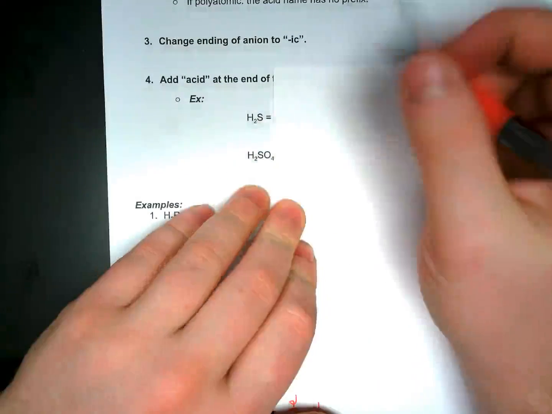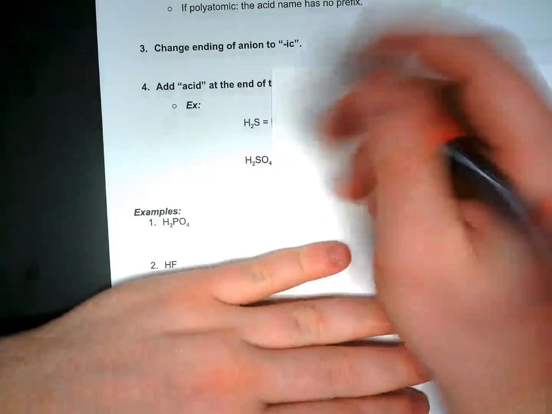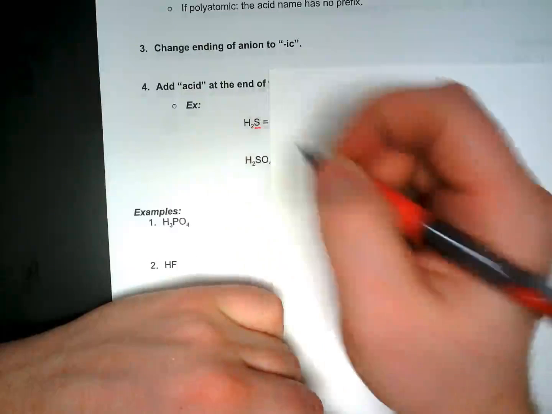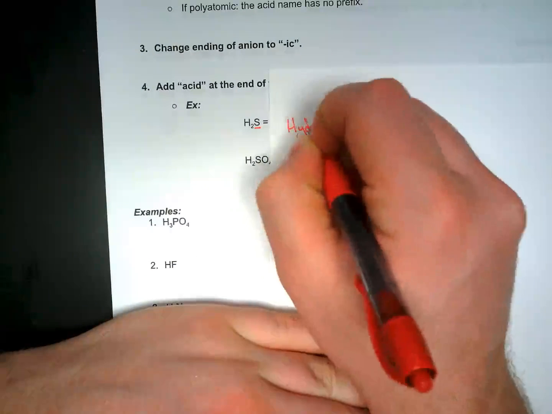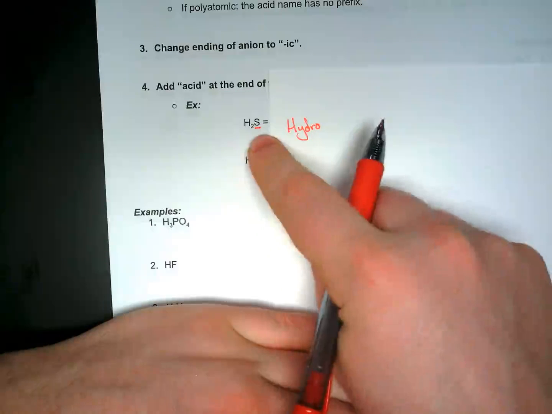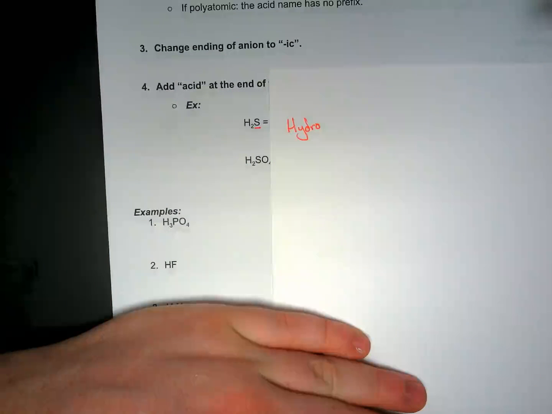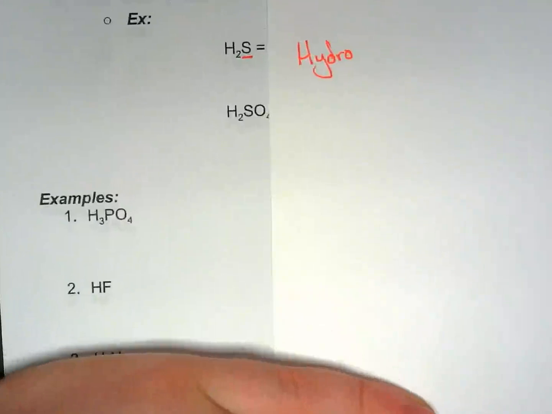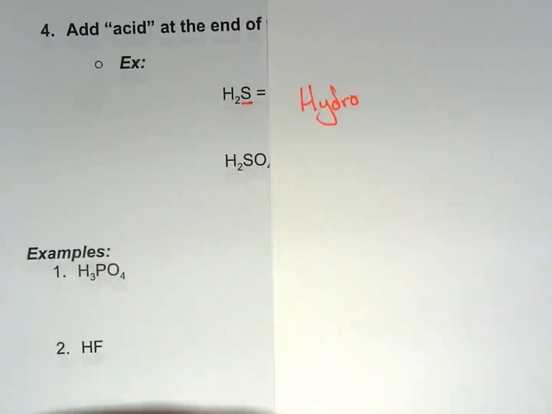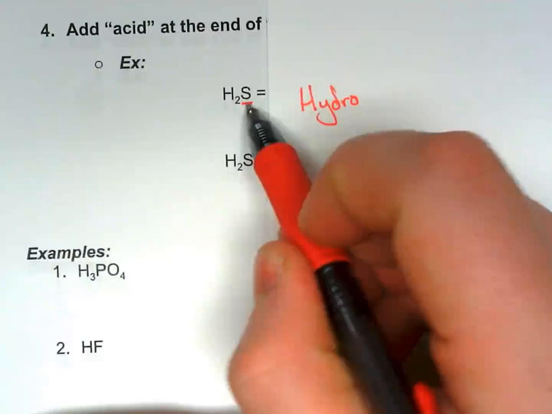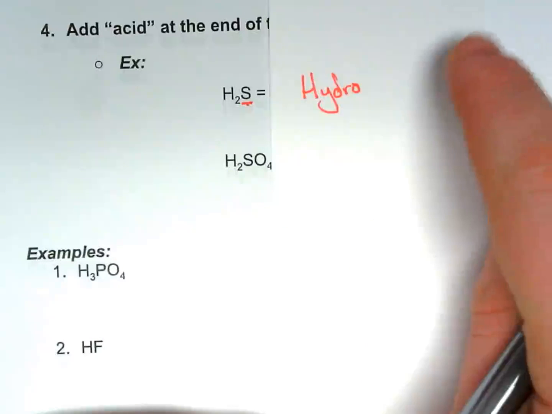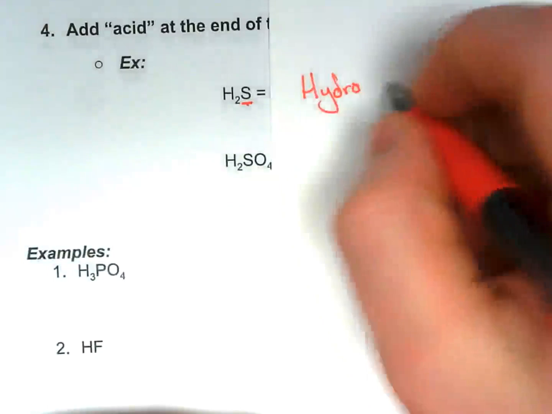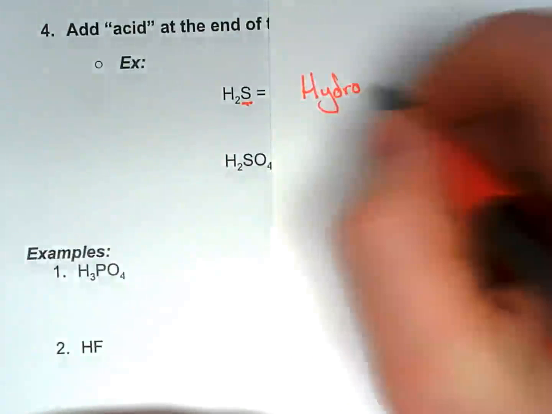Then I'm going to ask, is the anion monatomic or polyatomic? The S here is monatomic. So I'm going to start writing out hydro, because my anion here is monatomic. Now I'm going to identify what it is. It's sulfur.